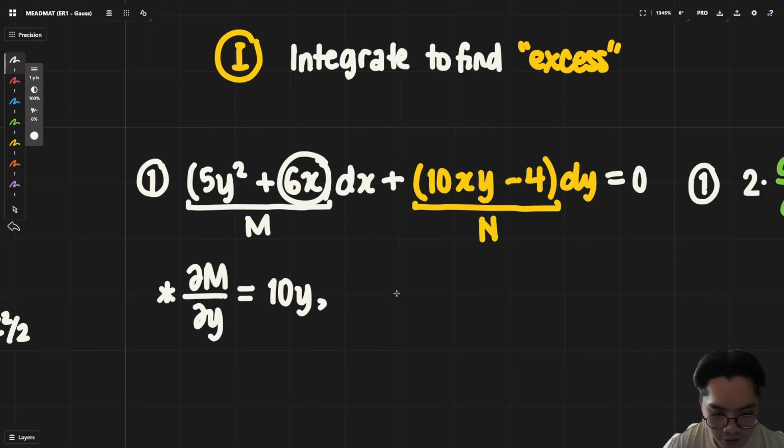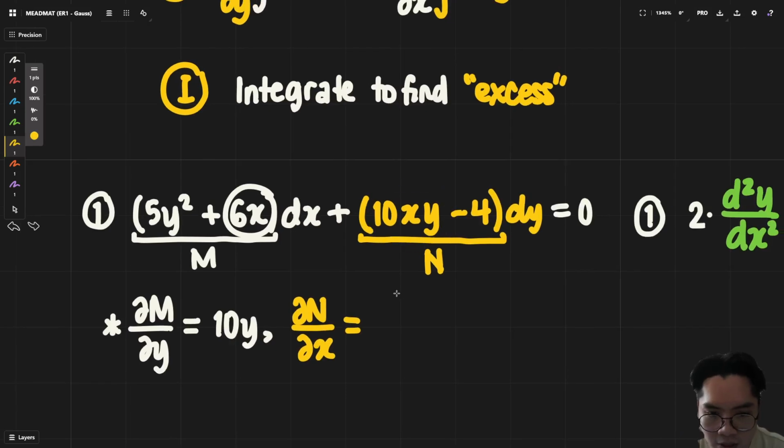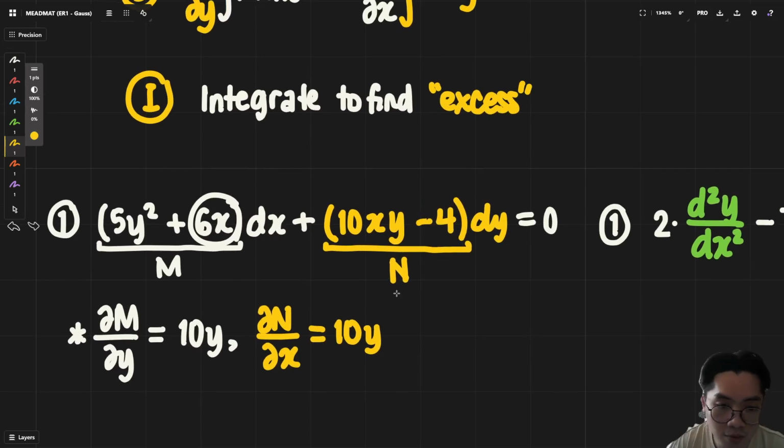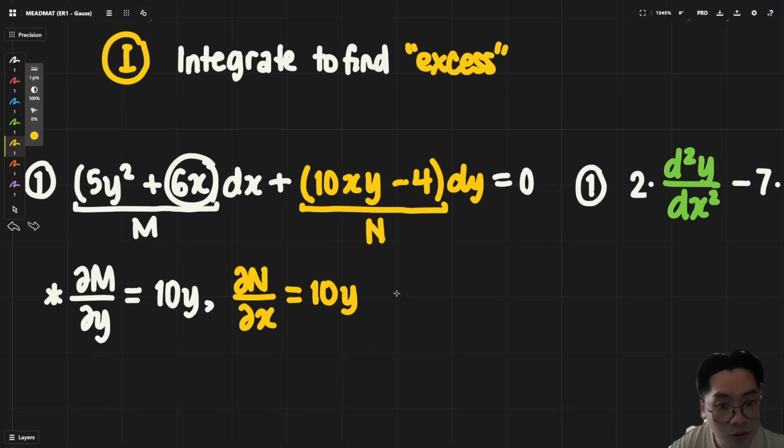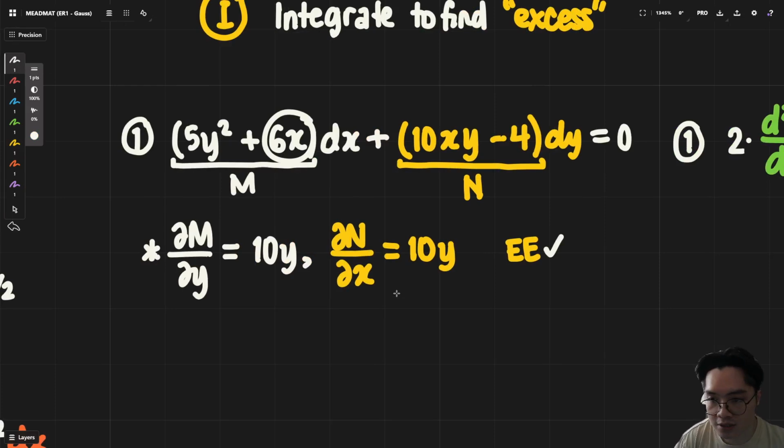On the other hand, the derivative of n with respect to x will be, this thing has an x, so we just derive that out, and this is just a constant, so we derive that out as well. As you can see, both of these would result in 10y. That means that we are good to go for exact equations, right? Now, that is our first step, the derivative step to check.